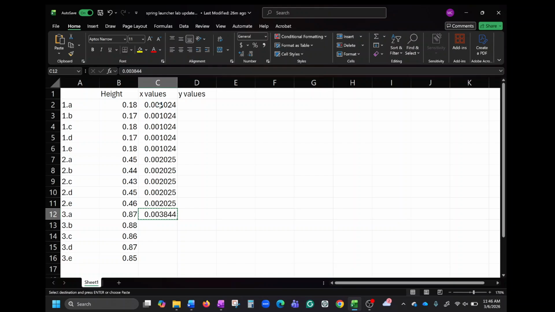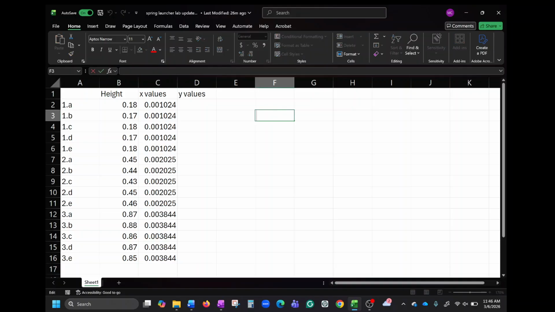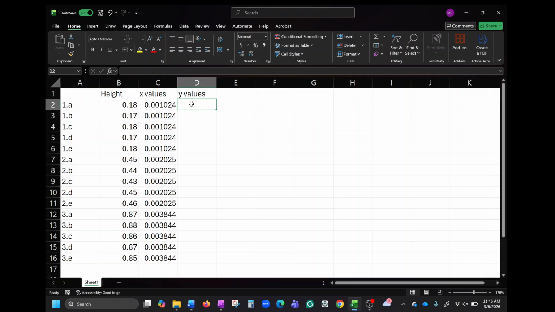So you're going to have basically 5 copies of the same data point for those x values, which are the x squareds. Then for the y values, we need m times g times delta h. And to do that, instead of doing hand math, we're going to get Excel to do some math for us. If we have more time later this year, we'll focus more on this.